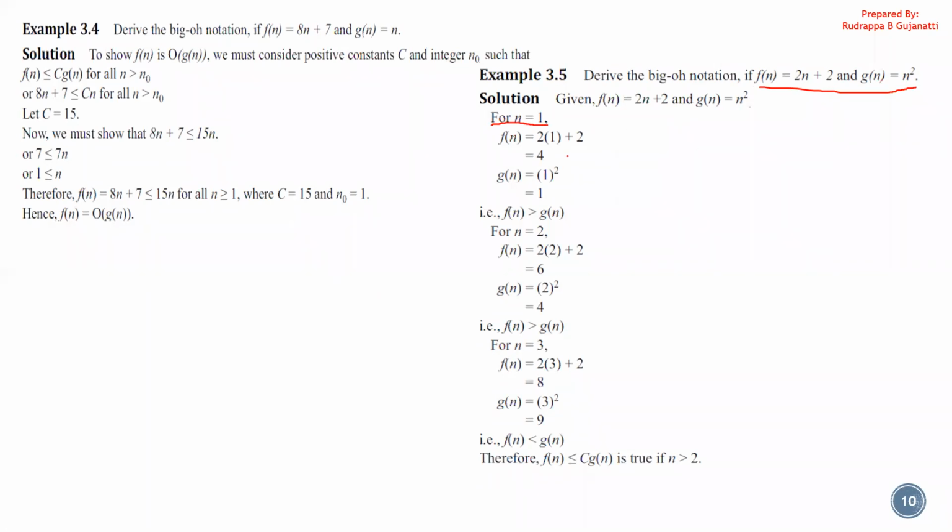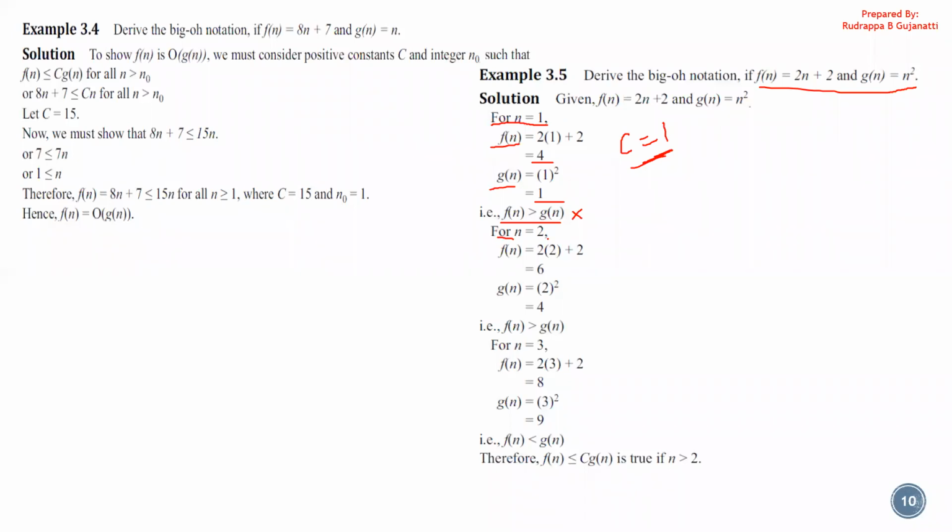Here, if I substitute n equal to 1 in both the equations, f of n is 4 and g of n is 1. So in this case, what is happening? F of n is greater than g of n. So we can consider that c is equal to 1. When I consider this, f of n is greater than g of n. So this is not satisfying the condition for n equal to 1.